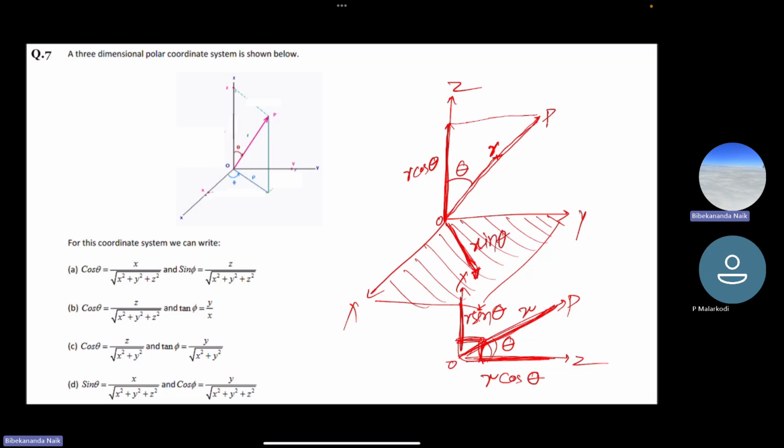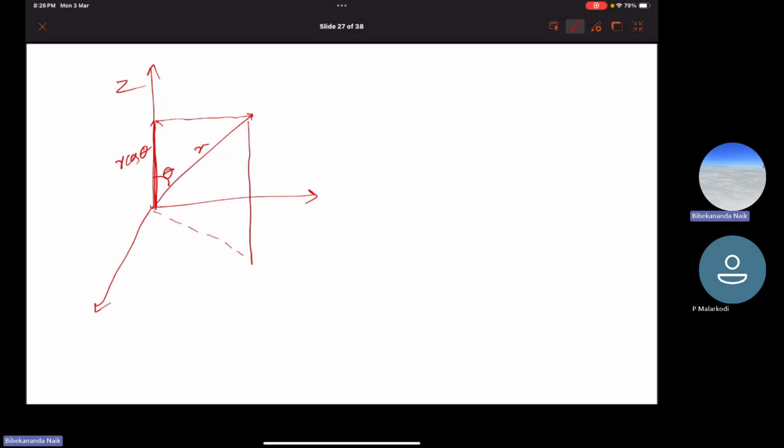So let's draw the picture again. This is z, this is r, this is theta. The projection, this one, is r cos theta, and this projection, that is this one, is r sin theta.